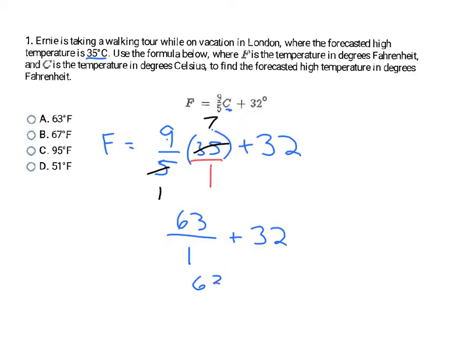63 over 1 is the same as 63, so this is really just 63 plus 32, which is 95. So that means that 35 degrees Celsius, which sounds kind of cold to us, is actually 95 degrees Fahrenheit. It's pretty warm over there today. So that's going to make my answer C.